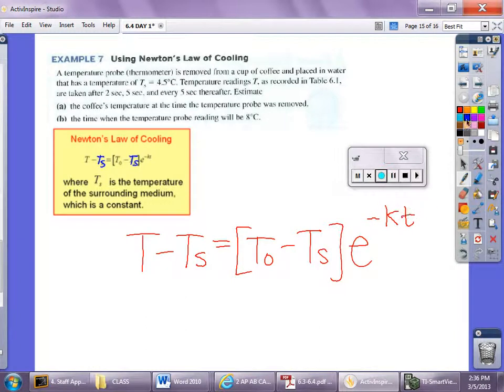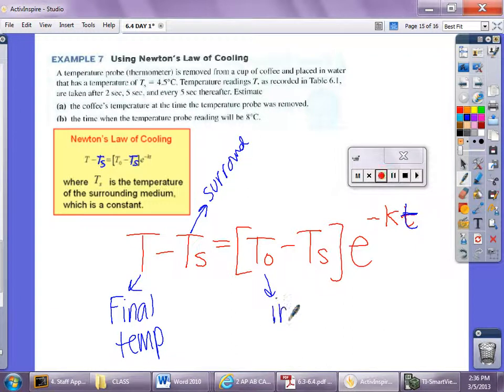So just so you understand what these all are, this is the final temperature after however amount of time you're talking about. This is the surrounding temperature. This is the initial temperature. And k is your constant. So that should help you. I believe I gave you at least one problem to do with Newton's law of cooling. And that's it.